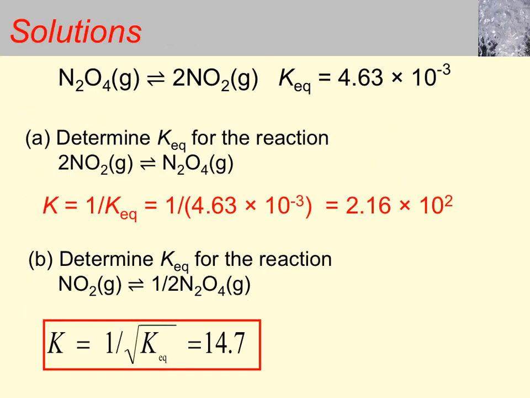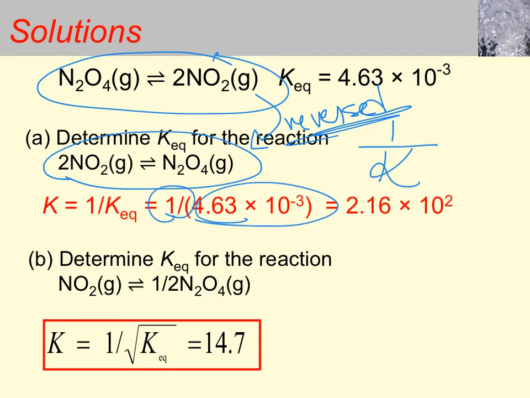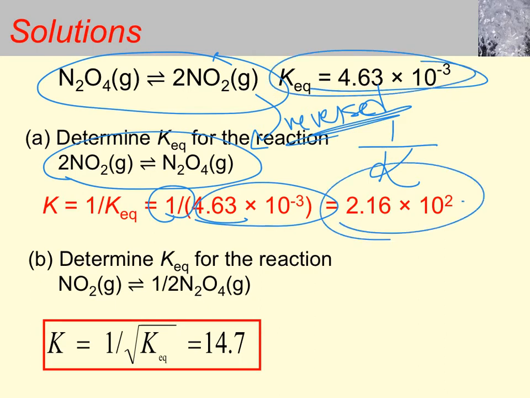The first thing you have to do is compare the original chemical equation to the one that has been changed and decide what has happened. In this first case, you have reversed the reaction. So if you remember the relationship, when you reverse the reaction, it's 1 over the original K value. So 1 over 4.63 times 10 to the minus 3, which was the original K value. So the new K of the reversed reaction is 2.16 times 10 squared.